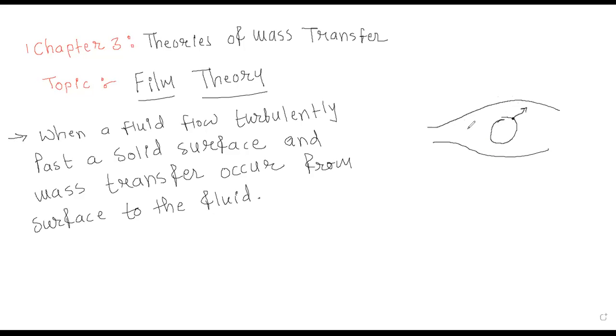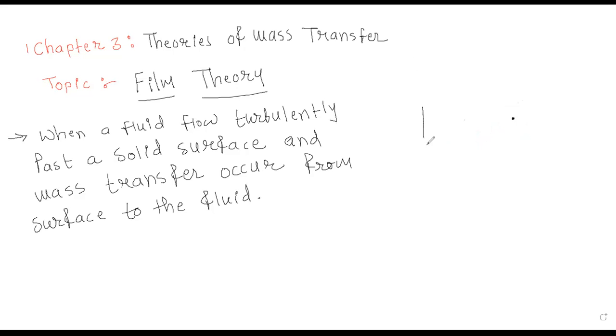So if I'm giving a fluid with some velocity, for example air around the naphthalene, some boundary layer formation will occur around it. In the boundary layer the concentration decreases, then it goes to the bulk. So there is a concentration profile, and that concentration profile will look like this.